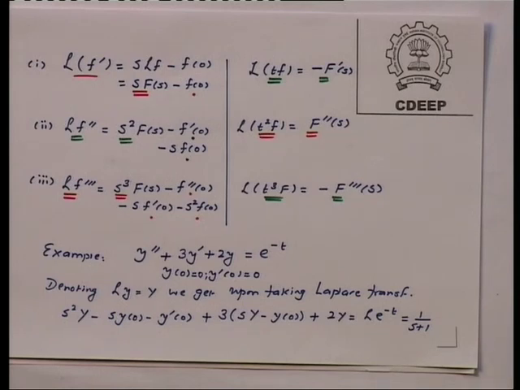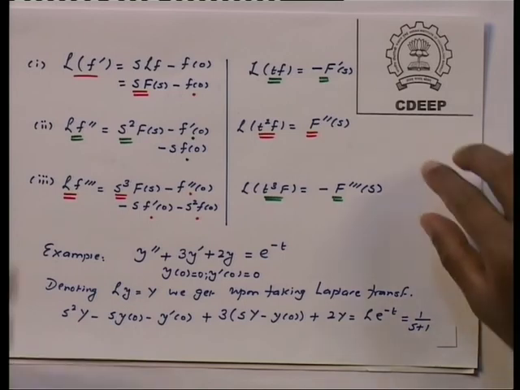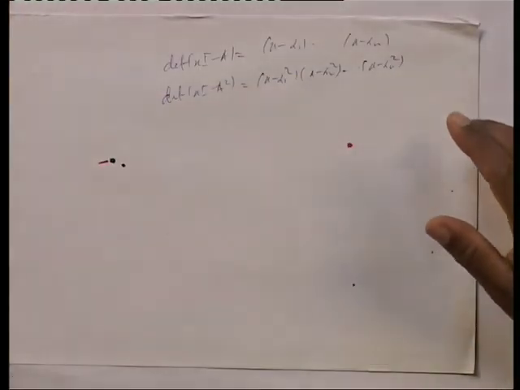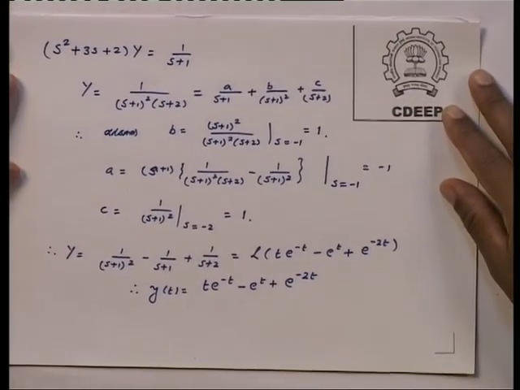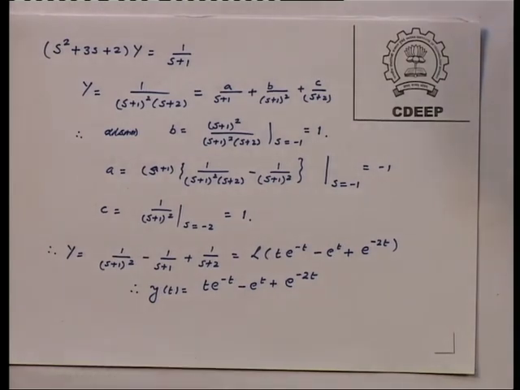So what do you get? The initial conditions are 0, so all the terms involving y of 0 and y prime of 0 disappear, and you simply get s squared plus 3s plus 2 times capital Y equal to 1 over s plus 1, or capital Y equal to 1 over (s plus 1) the whole squared times (s plus 2).